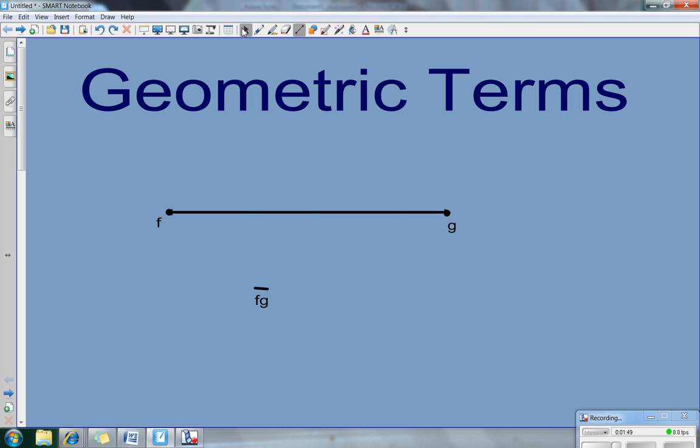Next, let's look at a ray. A ray is part of a line as well. It has one endpoint. The other side goes on forever and ever.